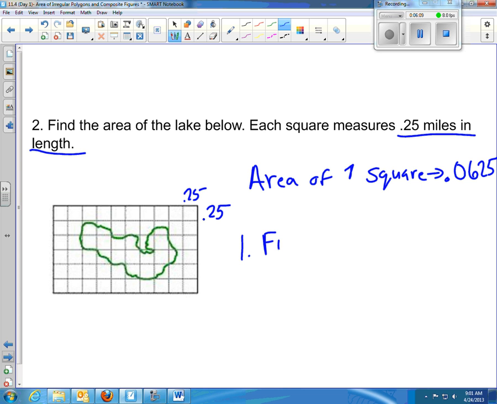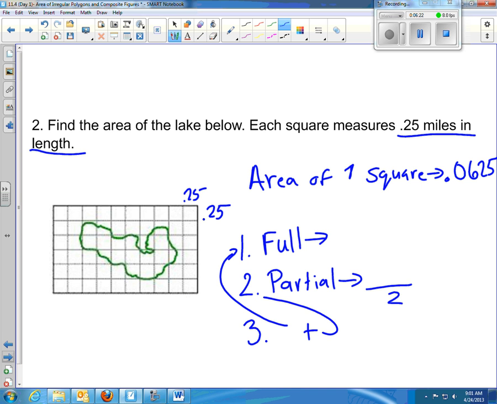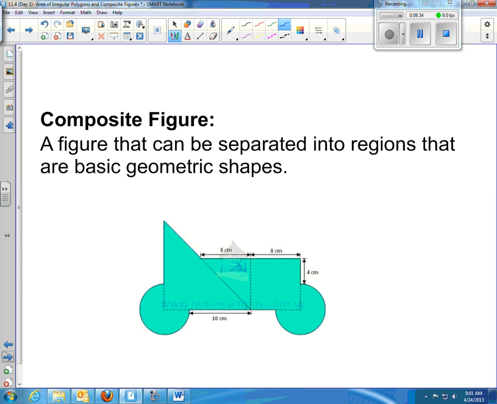So 1, come up with how many full you get. 2, come up with your partial. Then divide that by 2. And then 3, don't forget you're going to add parts 1 and parts 2. And 4, you're going to take that answer and you're going to times it by 0.0625. All right, so that's about irregular figures.